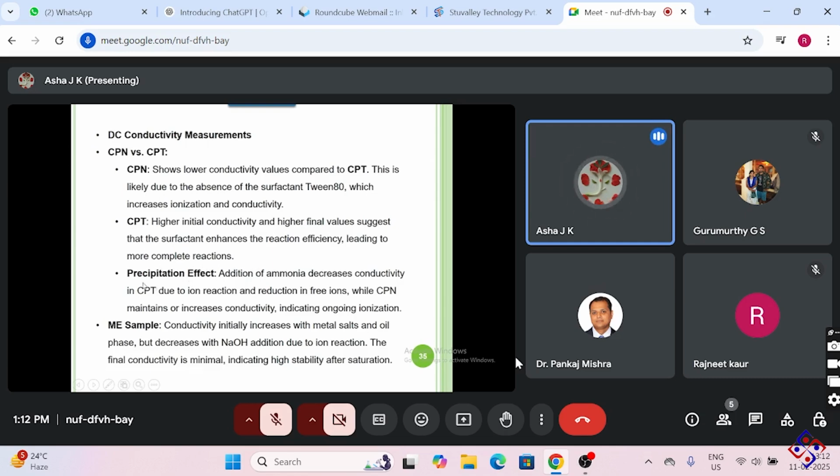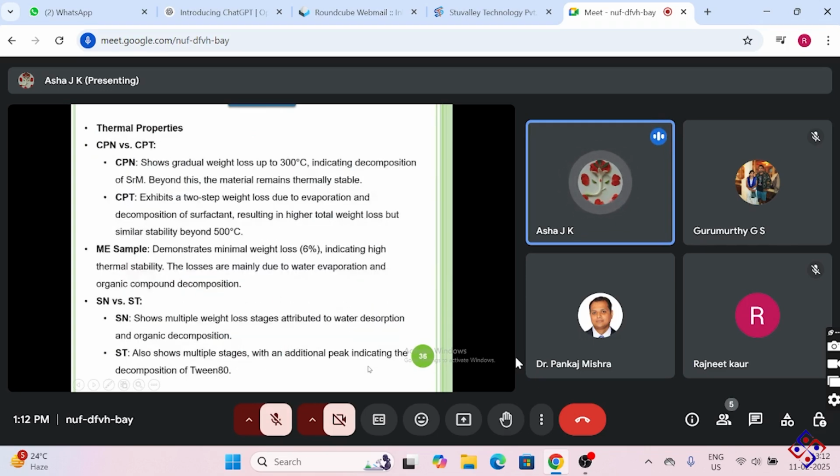Next one, precipitation effect. Addition of ammonia decreases conductivity in CPT due to the ion reaction and a reduction in free ions, while CPN maintains or increases the conductivity, indicating ongoing ionization. Next thing is the ME sample. Here, conductivity initially increases with the metal salts and oil phase, but decreases with the NaOH addition due to the ion reaction. The final conductivity is minimal, indicating high stability after saturation.